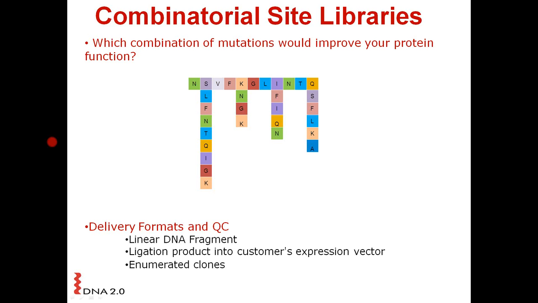The next type of library we're going to talk about is a combinatorial site library, and this, I think, makes up the bulk of the libraries that customers tend to order from us. And this is, in fact, the kind of thing that many people almost always restrict the idea of libraries to. So, in this case, you have your protein, and you've now picked several residues, in this case 4, that you want to diversify in a specific pattern.